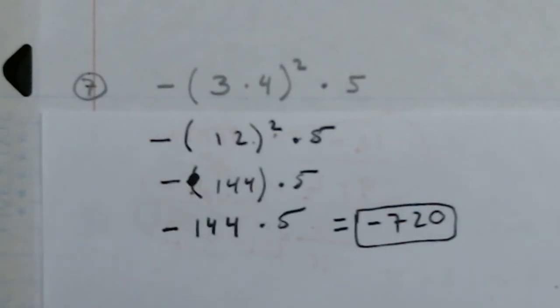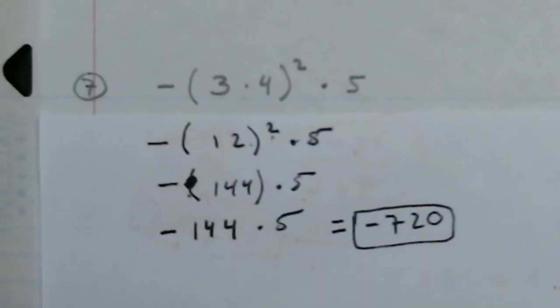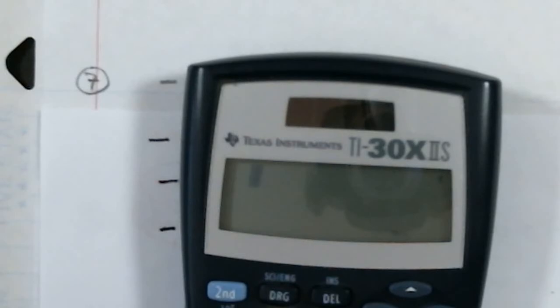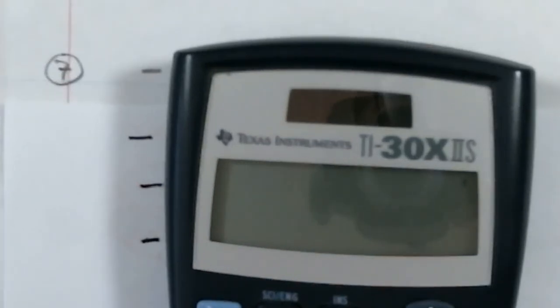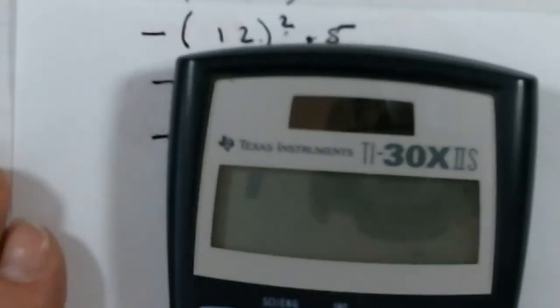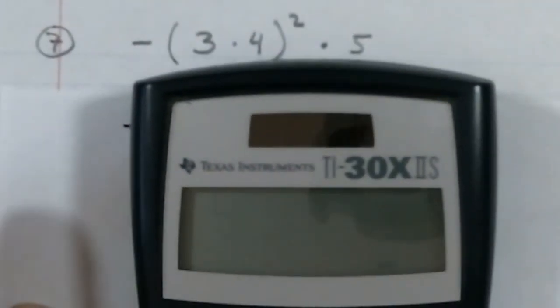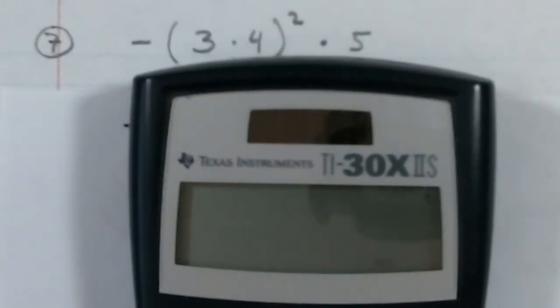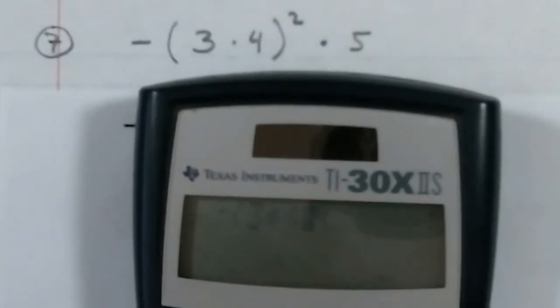Now, what I want to do is show you on a calculator if this is the correct answer. This is a TI, something you can buy at pretty much any place. So I'm going to put the same thing in here, and make sure I have this correct. I hope you can see that. So I have minus parentheses 3 times 4 close parentheses.